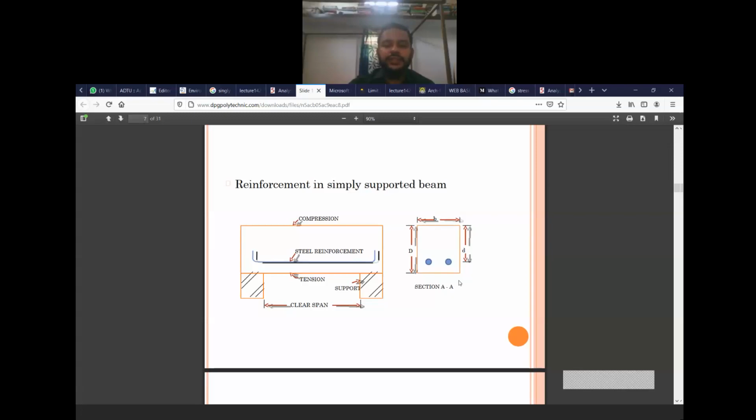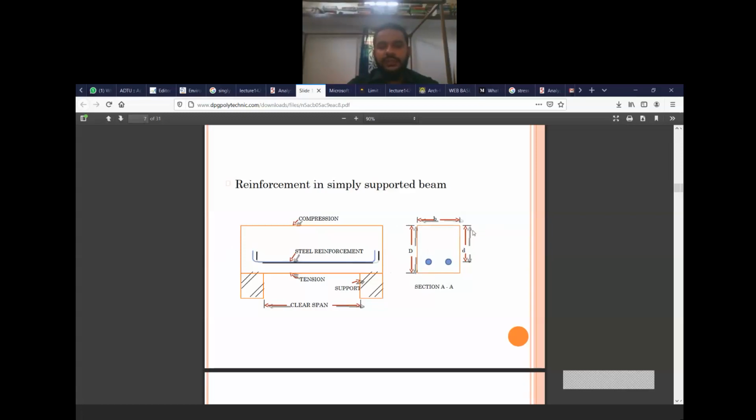You can see this is a section also. If you cut your beam here at the center and see from this side, then you will see these reinforcements at the bottom. This is your cross section.